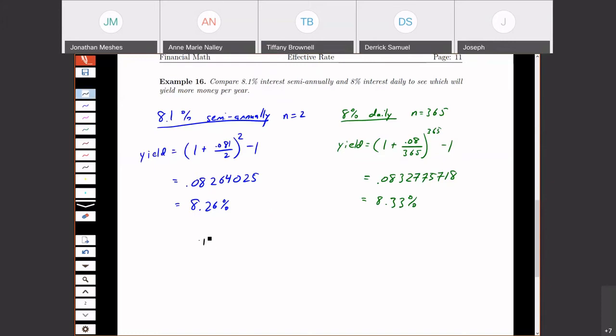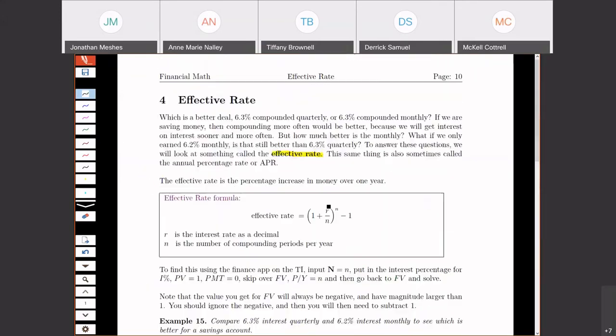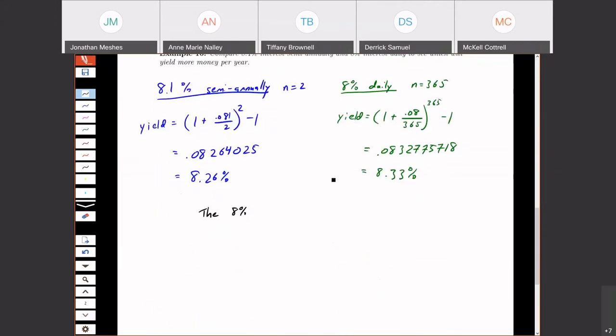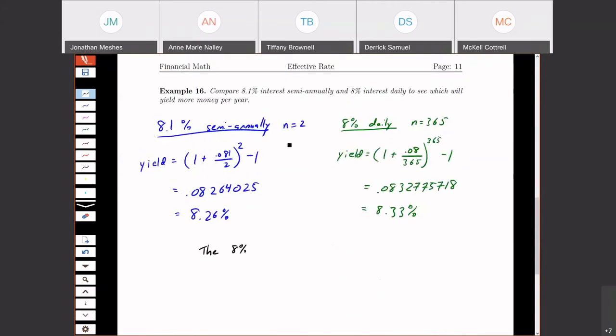I had a question. Why are we saying yield? Well, we defined this as the effective rate. You're right. There are a number of different things that this is called. Effective rate, effective yield, APY, which is the annual percentage yield. You're right. I should have left this as effective rate. That's okay. It's good to learn a little something now. Yeah. So effective rate is also sometimes called the APY, or annual percentage yield.